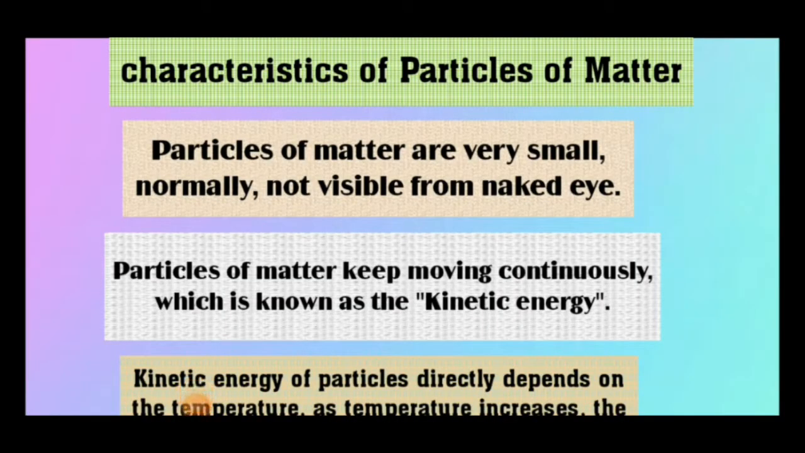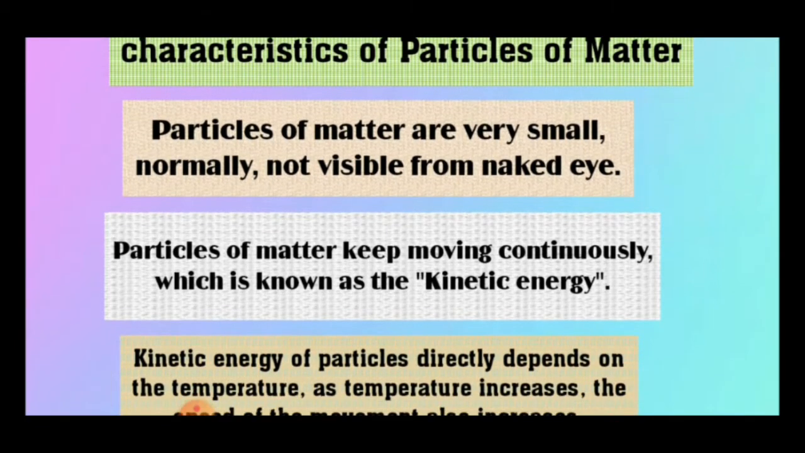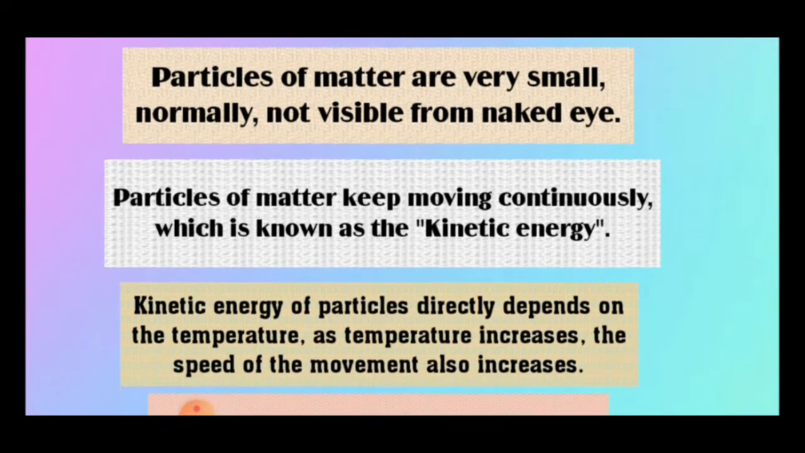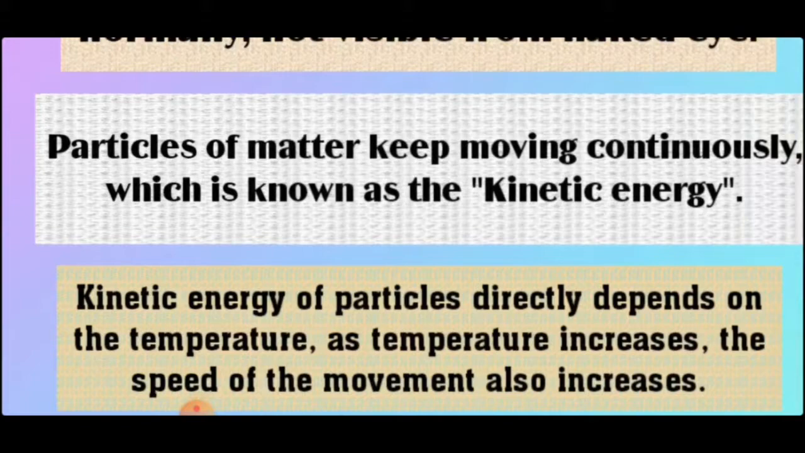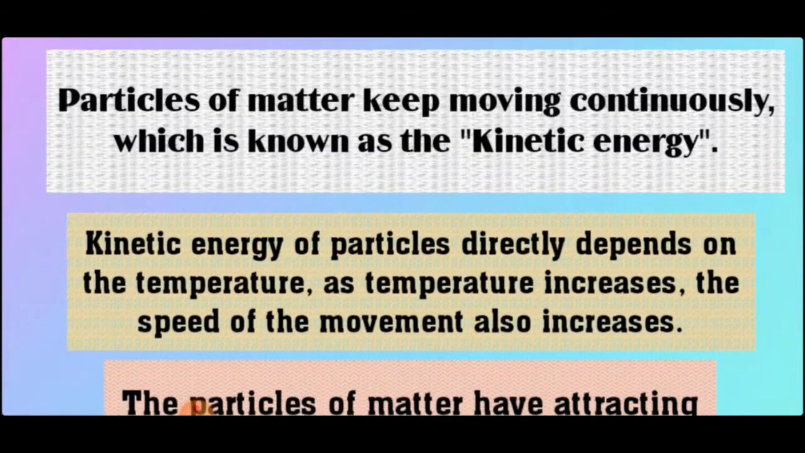Now the characteristics of particles of matter. First, particles of matter are very small, normally not visible to the naked eye. Whenever we want to watch them, we use an electron microscope. Second, particles of matter keep moving continuously, which is known as kinetic energy. Third, the kinetic energy of particles directly depends on the temperature. As temperature increases, the speed of movement also increases.